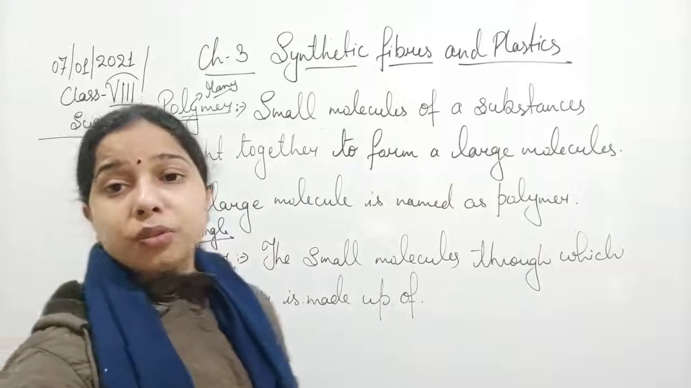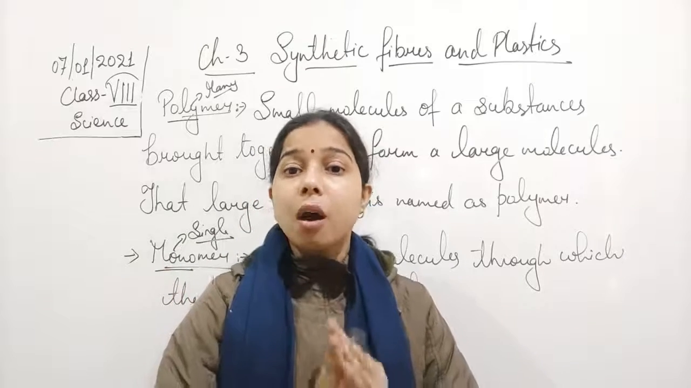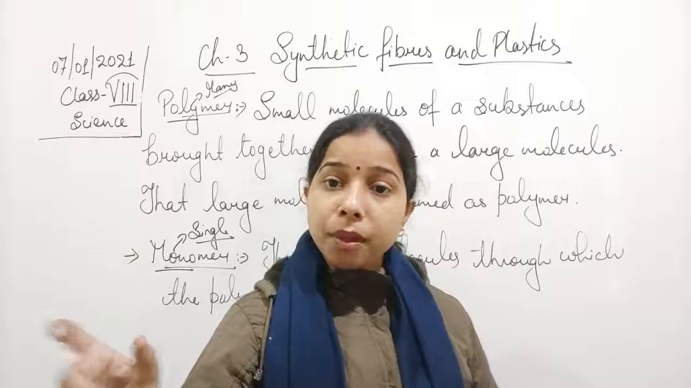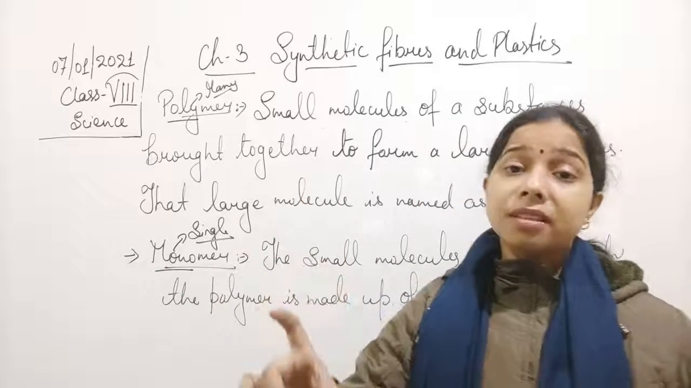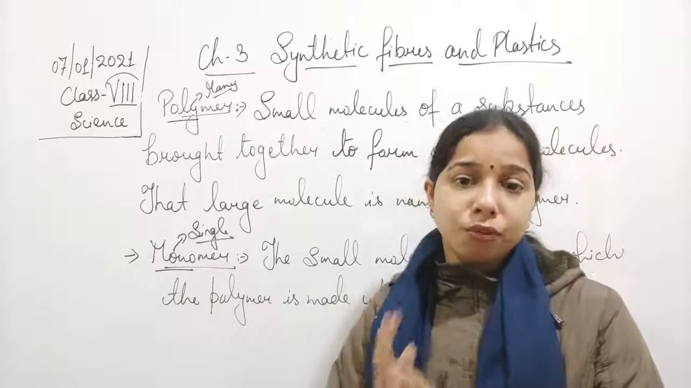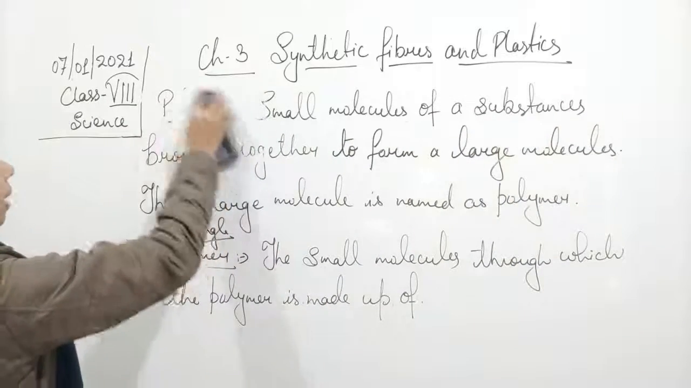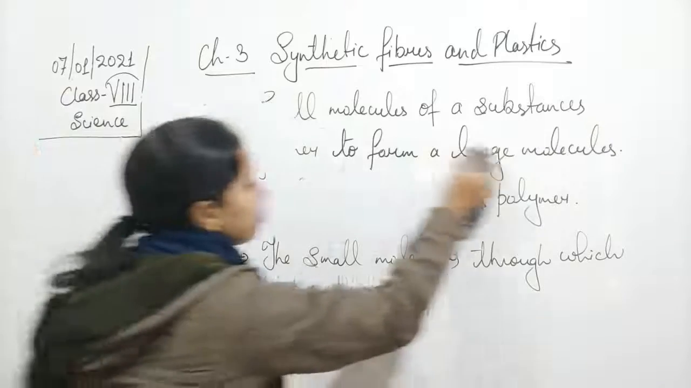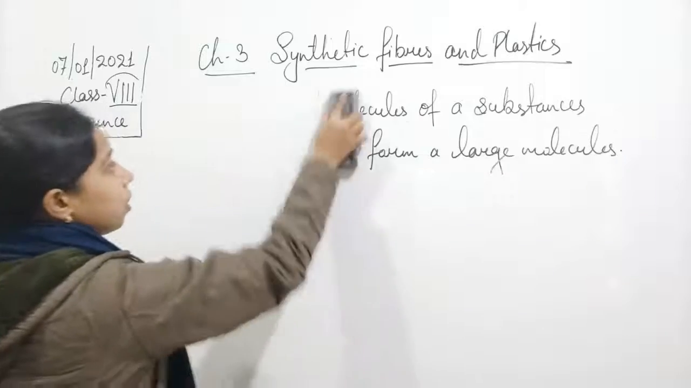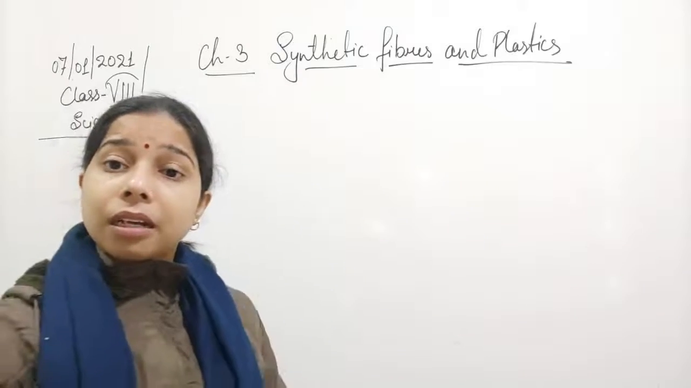Now the process in which these monomers come close together and form a polymer is known as polymerization. So monomers combine to form a polymer, and the process in which the combination occurs between different monomers to form a large molecule is known as polymerization. We can also write the definition of polymerization, students: polymerization means the process in which smaller molecules combine to form a large molecule. Polymer is the result of polymerization.